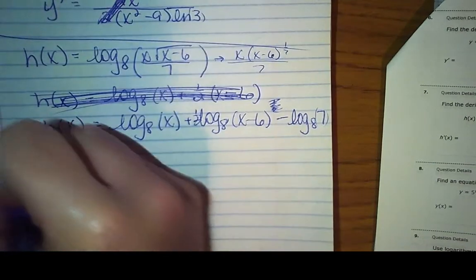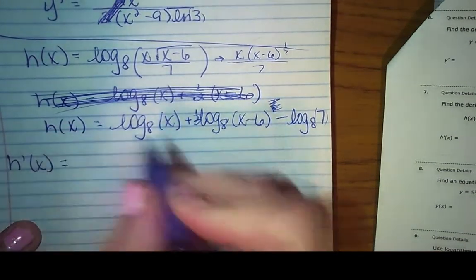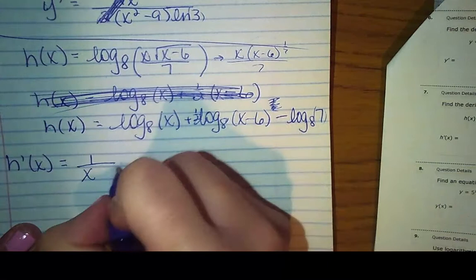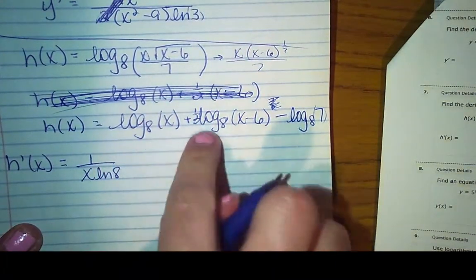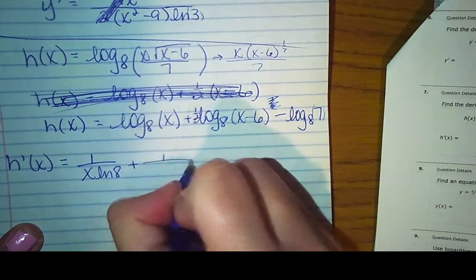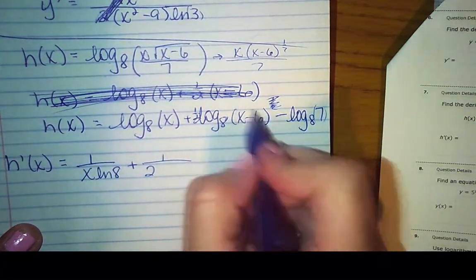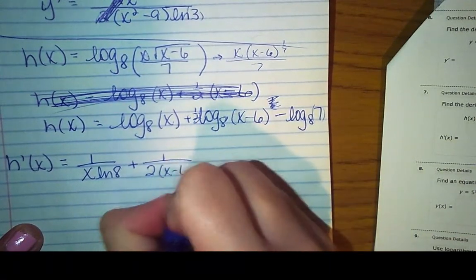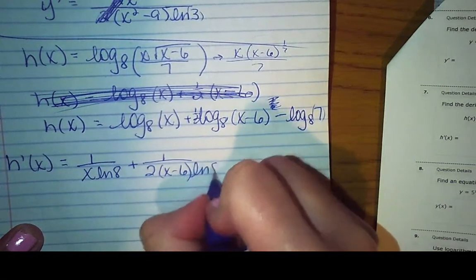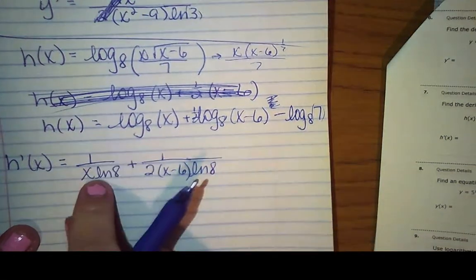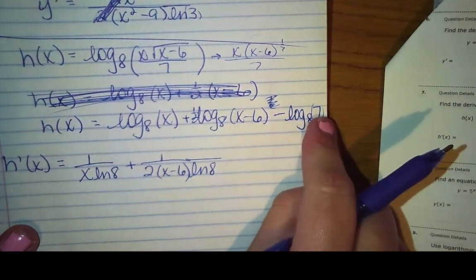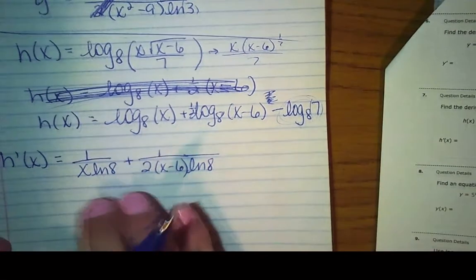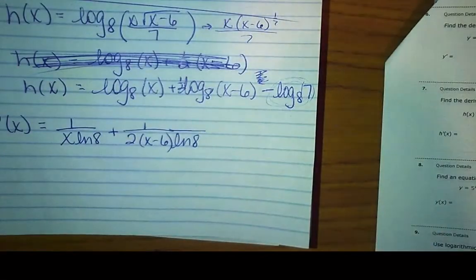So now I can just go in and take a derivative. So my derivative is going to be the derivative of the argument, which is 1, over the argument itself, times the natural log of the base, plus 1 over 2, there's your 1/2, derivative of the argument, which is 1, over the argument itself, times the natural log of the base. So you got this one plus this one, and then the log base 8 of 7 is going to be 0, because this is just a number. It's a constant multiple, so that goes to 0. So this is your final answer.